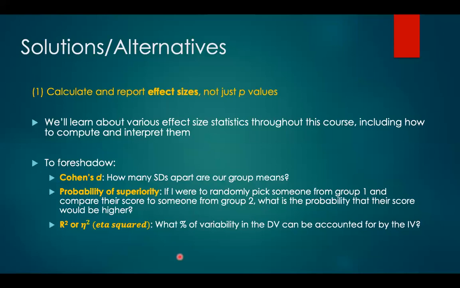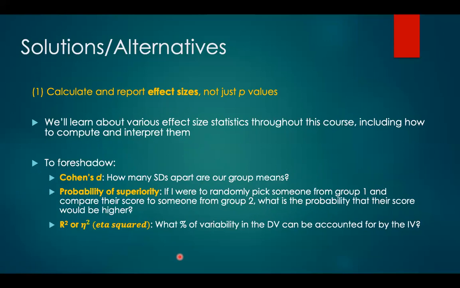So some of these effect size estimates are Cohen's d, which is simply how many standard deviations apart are our group means. So if I were to assign one group to receive a steady regimen of coffee before every test they took, and another group to drink water or some neutral beverage, how many standard deviations apart are the group means on academic performance? That is a Cohen's d.